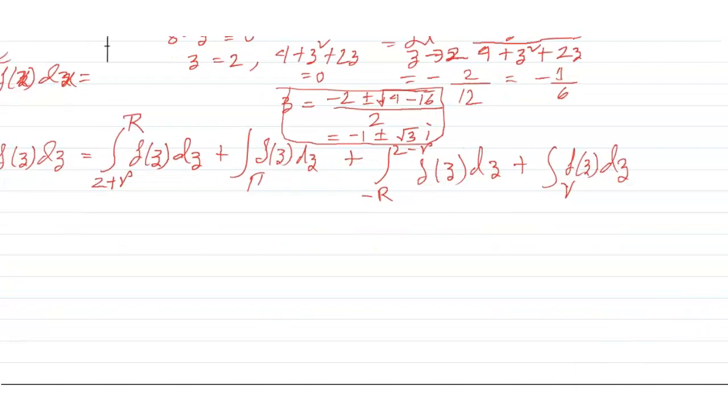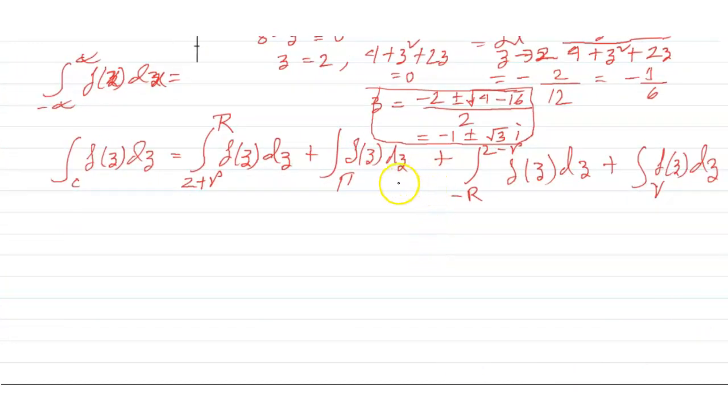This is the total process, friends. I have to find out all the values. At first I have to find out the integral of f(z) dz at this point by Cauchy's theorem. So how can I get this? This value is the residue at z equals minus 1 plus root 3 i.